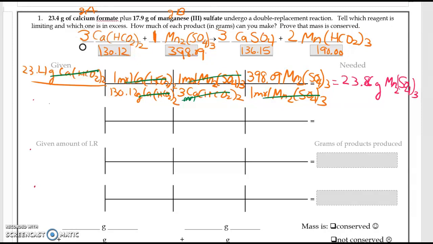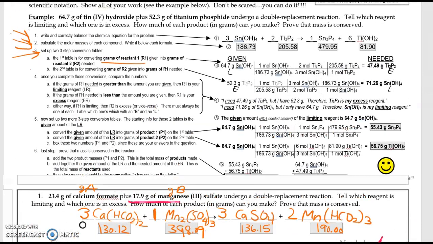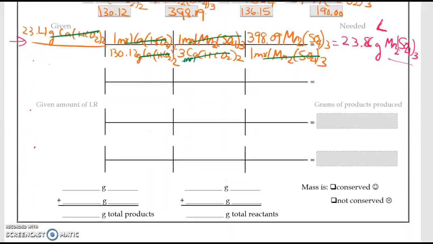So what this calculation shows us is that for 23.4 grams of calcium formate, you will need 23.86 grams of manganese 3 sulfate for this reaction to take place. But you're only given 17.9 grams of manganese 3 sulfate. So just by looking at this, I can understand that this is my limiting, and my excess is going to be the calcium formate. But we still have to continue with the calculation because the second table is for converting grams of R2 given into grams of R1.